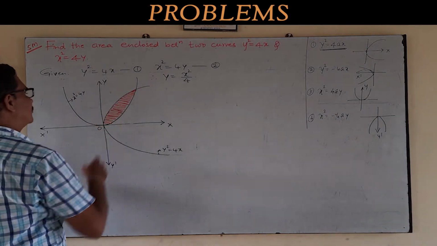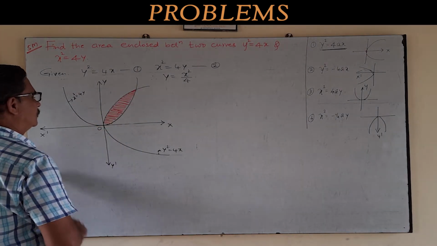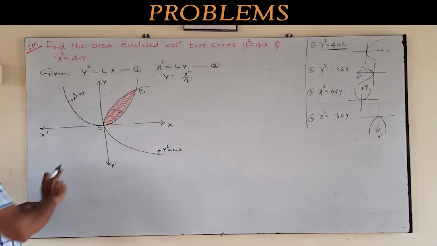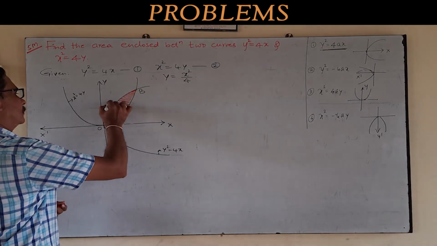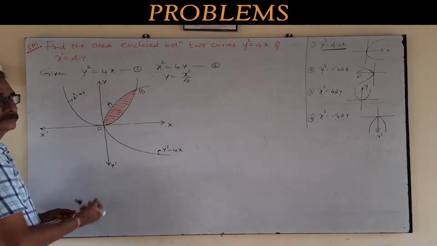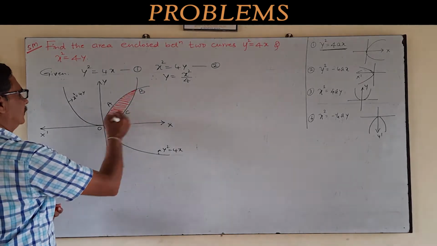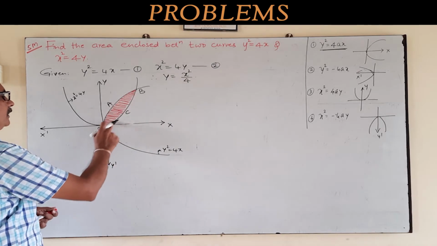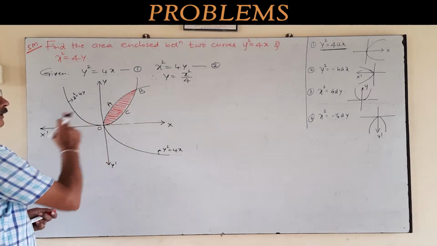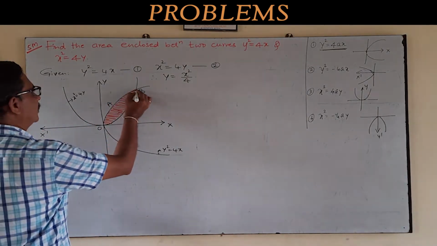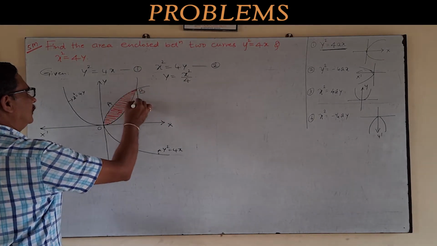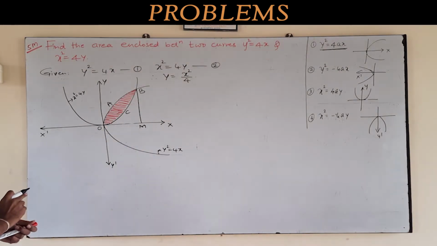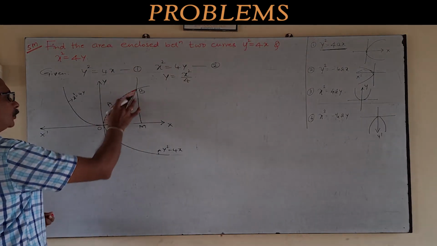Look here, these two curves intersect at this point. Call it B. Here the first curve is OAB, and the second curve is OCB. Now to find the area OABCO, how to calculate? Construct from the point B, draw BM perpendicular to the x-axis. Now to find the shaded portion area.